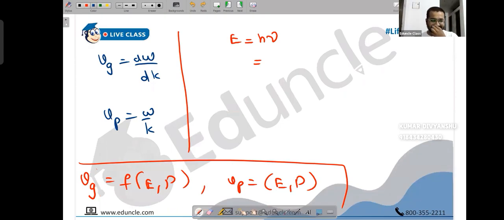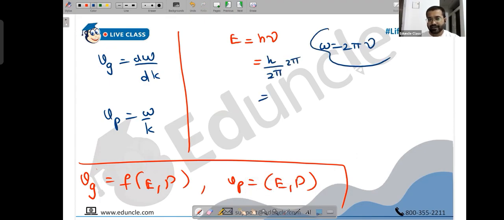So E is h nu. I want to get rid of omega, and I want to get rid of k. So how can I bring omega into the picture? Omega is 2 pi nu. We can multiply and divide by 2 pi. What is h upon 2 pi? h cut, and there is nu also. Energy is h nu. I just multiply and divide by 2 pi, and I still get h nu. What is h upon 2 pi? h cut. What is 2 pi nu? Omega. So E is h cut omega.